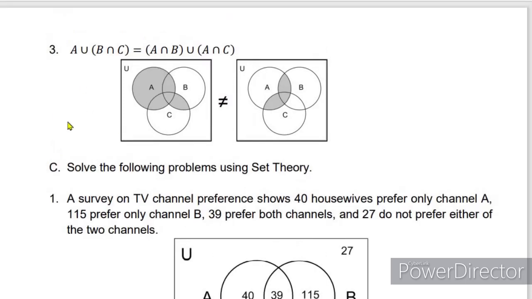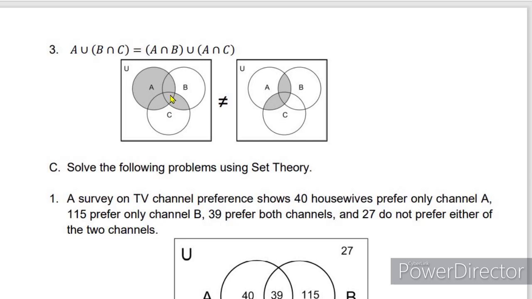Number 3, A union the quantity B intersection C is equal to the union of the quantity A intersection B and the quantity A intersection C. Again, for number 3, we have a distributive law because we just distribute the given element and the operation to all the sets inside the quantity. Now we think of the first operation, which is A intersection B, so think of shading the intersection between A and B. Next, think of shading the intersection of A and C. Now make a union of them.